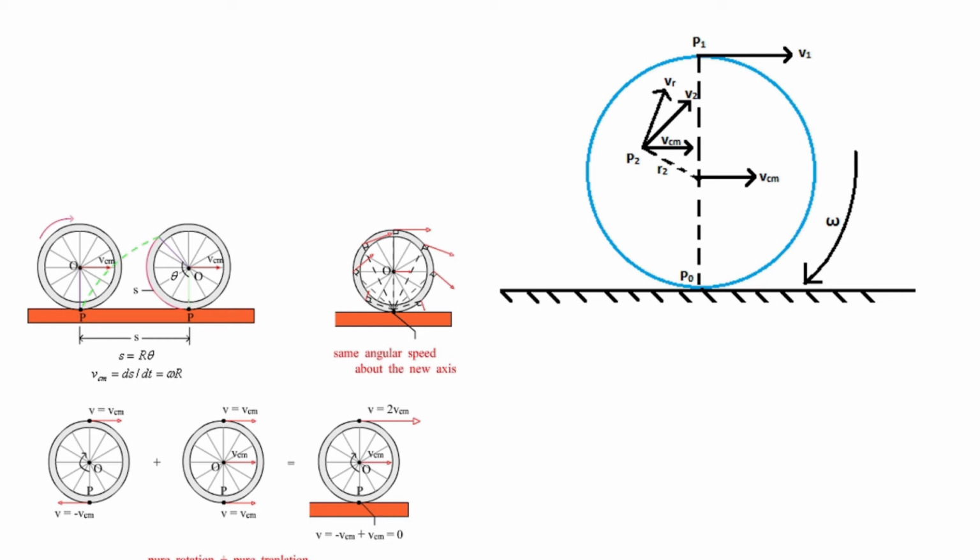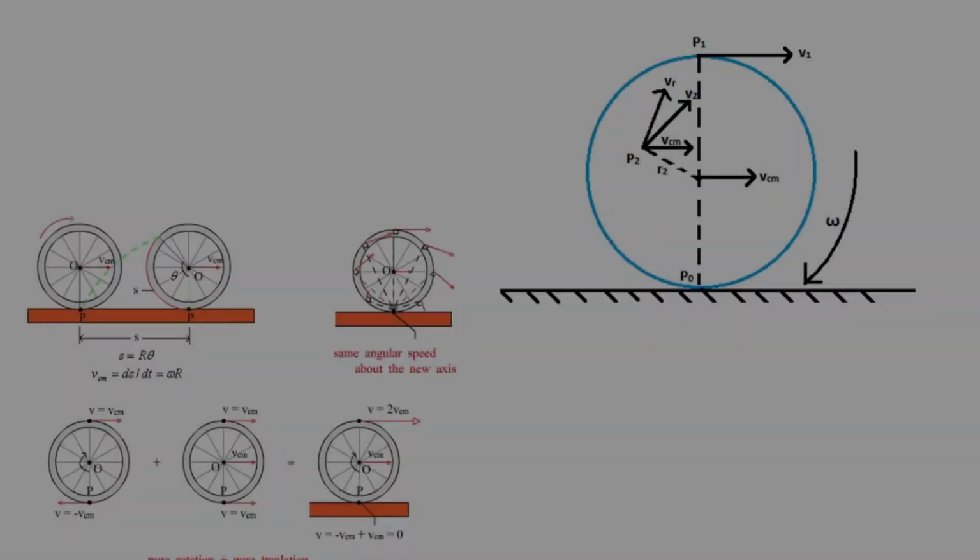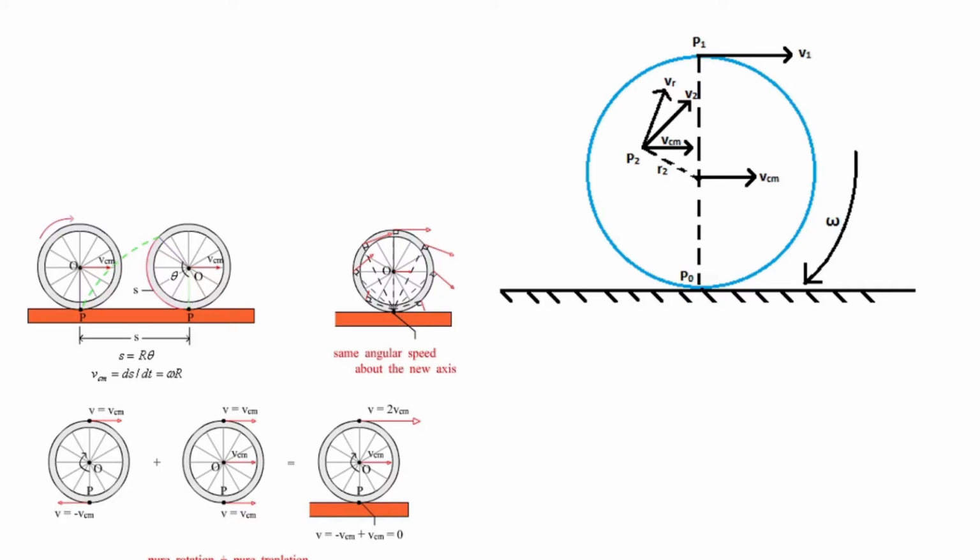Consider point P on the disc. Vr is directly opposite to Vcm, and at this point Vr is equal to Rw, where R is the radius of the disc. Therefore, the condition for rolling without slipping is given by Vcm is equal to Rw. The kinetic energy of such a rolling body is given by the sum of kinetic energies of translational motion and rotation.